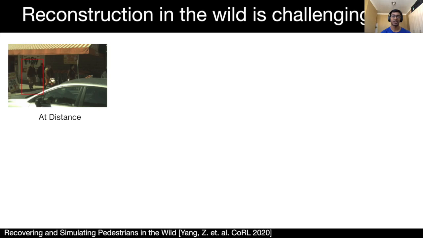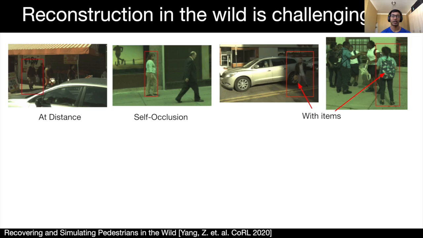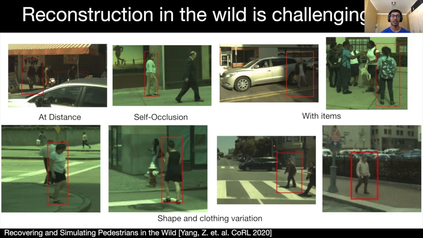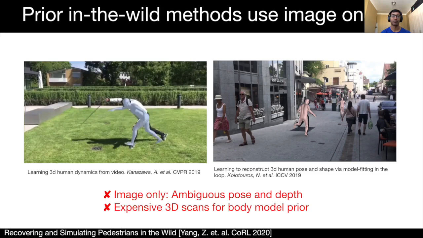But this is challenging. We need to ensure our approach can handle pedestrians at distance and with different lighting changes, with self-occlusion or items, and with large variations in shape and pose. Previous in-the-wild reconstruction approaches only use images, which can produce inaccurate shape due to ambiguous information. Additionally, past work requires expensive 3D scanning of hundreds of people to construct the body model prior.